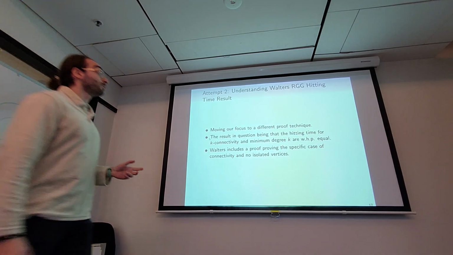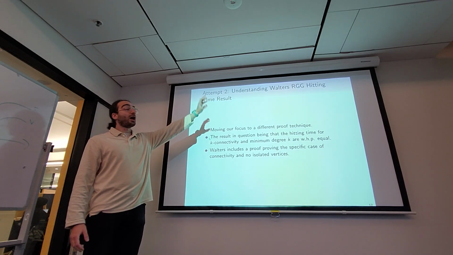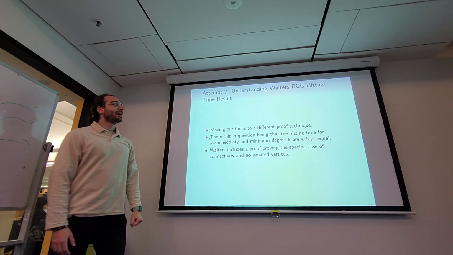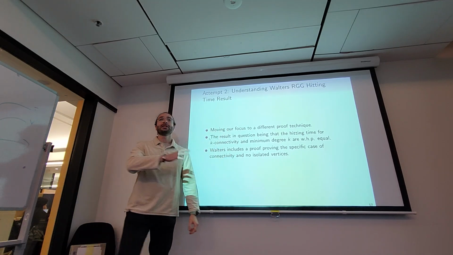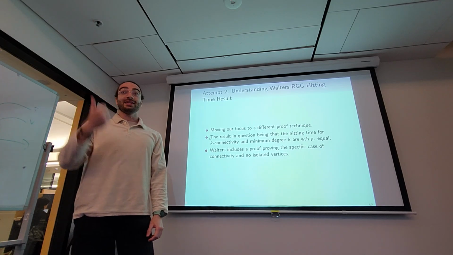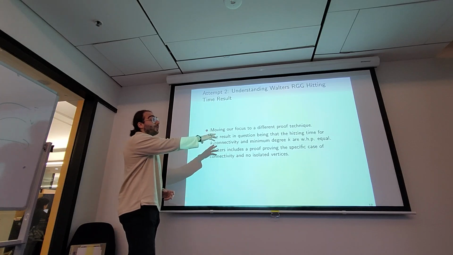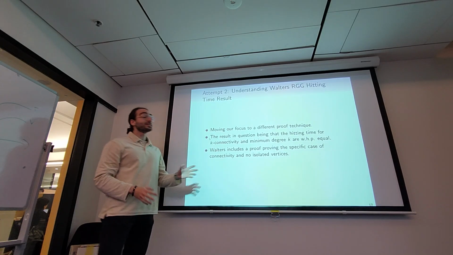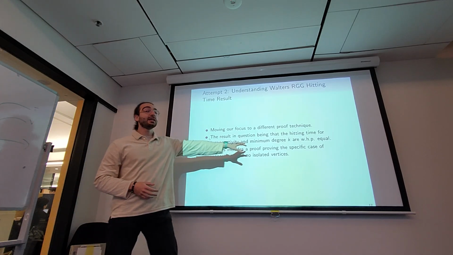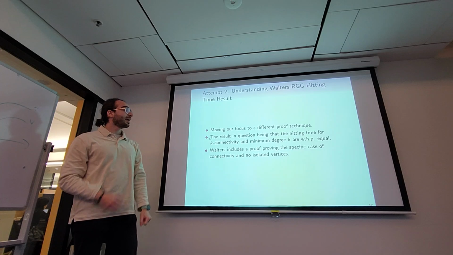And this was the second attempt we looked at: understanding a result from Walters for hitting times of random geometric graphs. Now, if you had a keen eye, you would have seen earlier that the hitting time result we had on the slide for k-connectivity and minimum degree k was by Penrose. We're looking at Walters here though. So Walters actually has the same result, and it proves the same thing: k-connectivity and minimum degree k with high probability have the same hitting time.